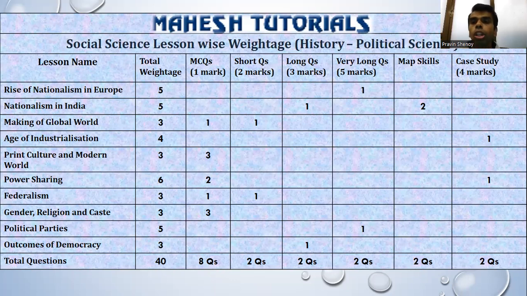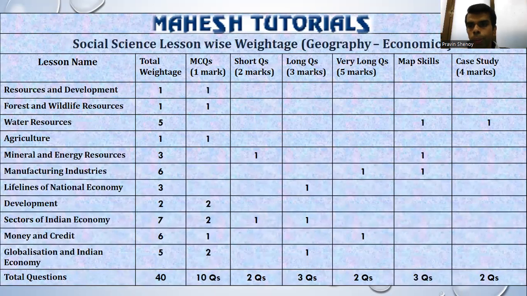Going further towards the geography and economics section. In geography you have 7 chapters, and the marks are 20, so the weightage of many chapters becomes very low. For example, the very first chapter, which was very lengthy, resources and development, sums up to only 1 mark of weightage. And for this 1 mark, you will be having 1 MCQ. The next chapter over here is forest and wildlife resources. Again, the weightage is 1 mark. Expect 1 MCQ of 1 mark.